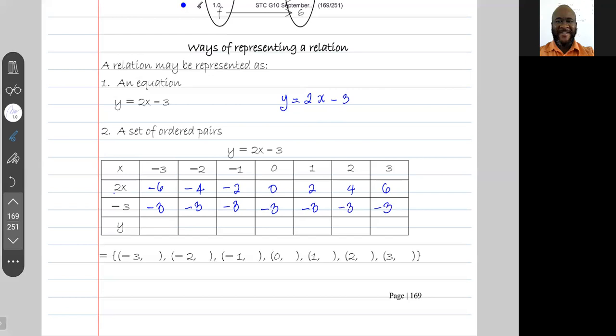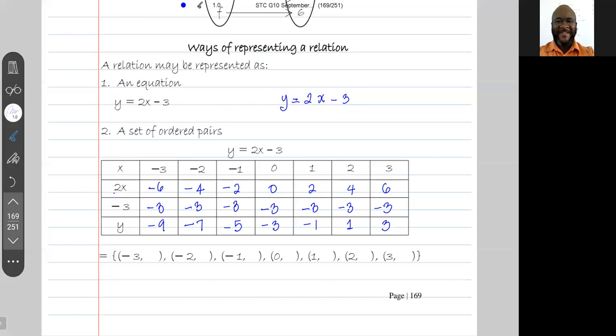Now, -6 minus 3 is -9. -4 minus 3 is -7. -2 minus 3 is -5. Remember, if the signs are the same, you add and keep the sign. 0 minus 3 is -3. 2 minus 3 is -1. 4 minus 3 is 1. 6 minus 3 is 3.